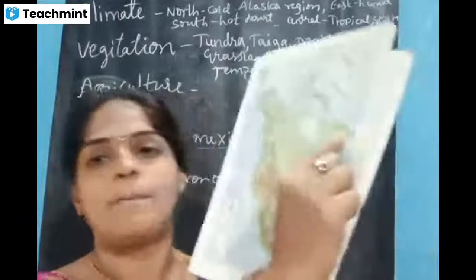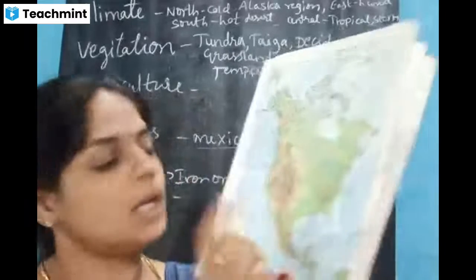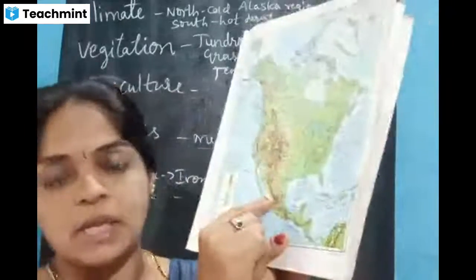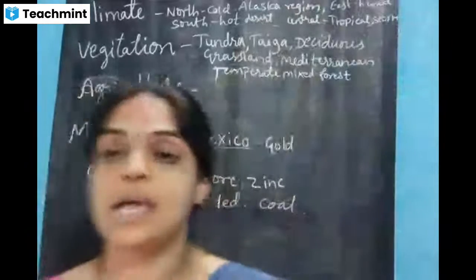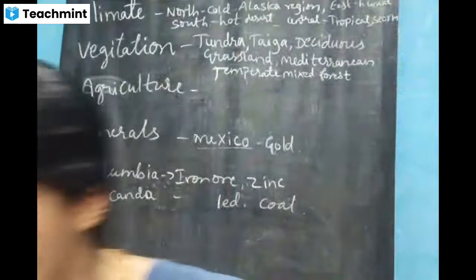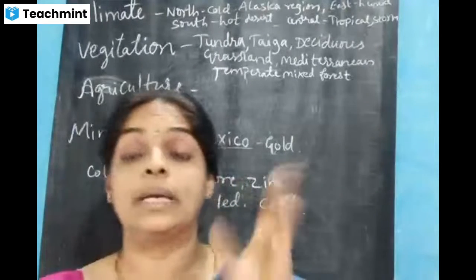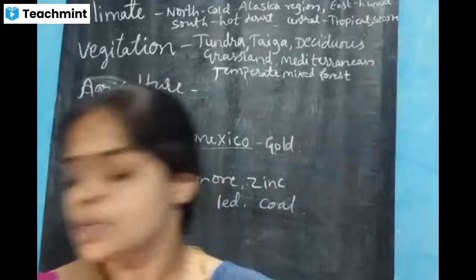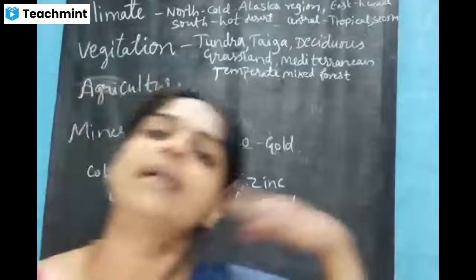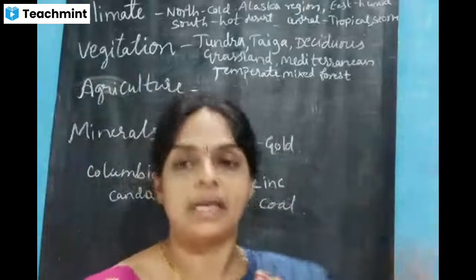Apart from that, on the Appalachian Hills side, and in the Columbia Plateau and Mexican Plateau places, they are getting minerals like gold, iron, copper, nickel. Whatever minerals they are getting, there is mining activity going on.